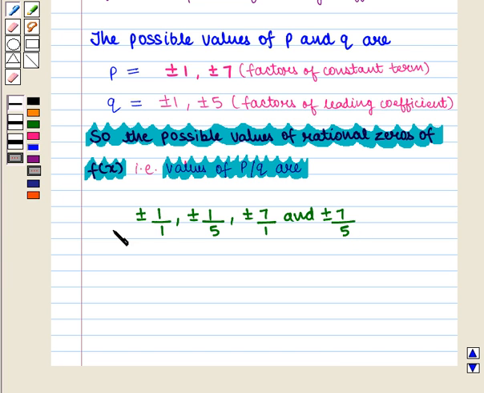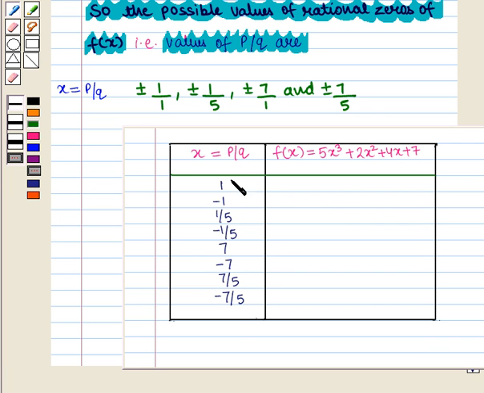Now, for these values of x equal to p/q, let us evaluate the values of the function f(x). For this we make a table of values. Here we have all the possible values of x, and we will find the corresponding values of f(x). First of all, if we put the value of x as 1 in this function, we get the value of f(x) as 18.